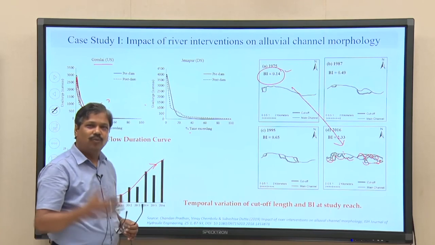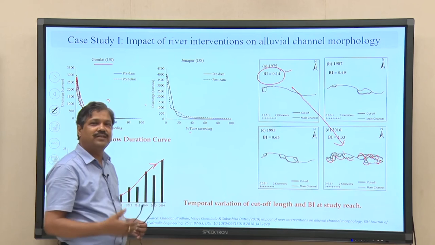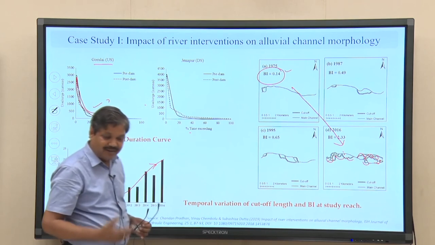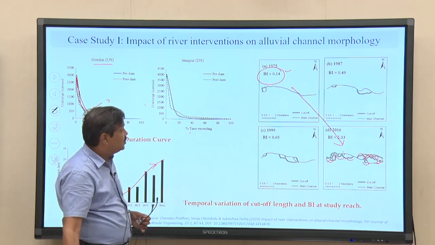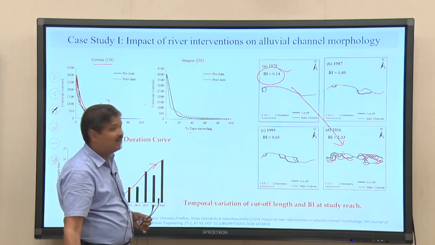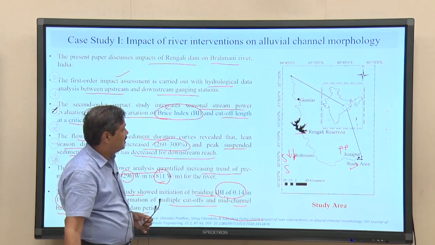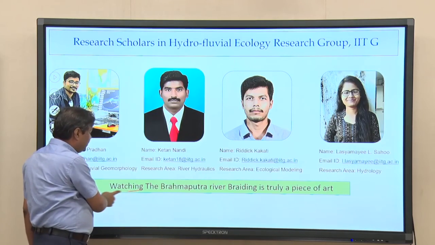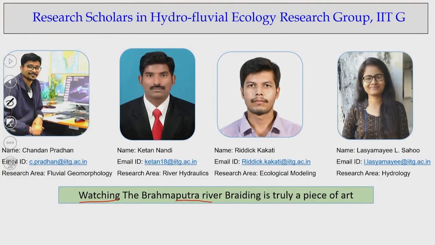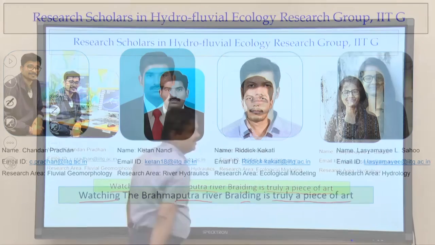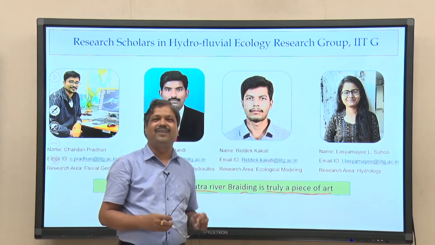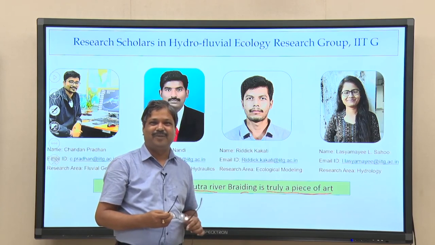What we are creating are interventions, and we should ask how the river responds to them. That is the question we should always ask, and we should monitor the river at different levels. Just let me conclude this lecture by saying that watching the Brahmaputra river braiding is truly a piece of art which we partly understood, partly not understood. Thank you very much for this lecture.